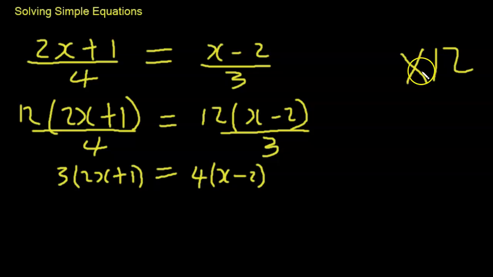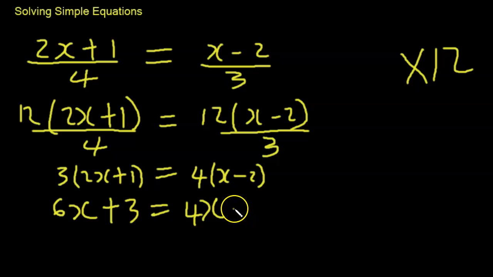This method works in every situation, every time. Multiply each term by the LCM, which in this case is 12. Alright, so 3 times 2x, that's 6x. 3 times 1, that's 3. Over here, 4 times x, that's 4x. And 4 times minus 2, minus 8. So multiply each term in the bracket by whatever is outside the bracket.